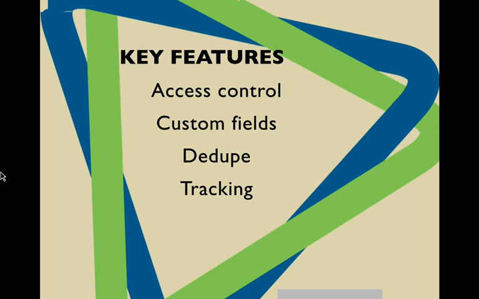Some other key features of CiviCRM are access control. Not only does it take advantage of the individual levels of access control in the CMS, but it also has its own access control to be able to allow groups of contacts to only see information that's relevant to them. CiviCRM has full custom field functionality. So if the field you need is not already in CiviCRM, you can add it. And it has several different methods by which you can add and manage custom fields.